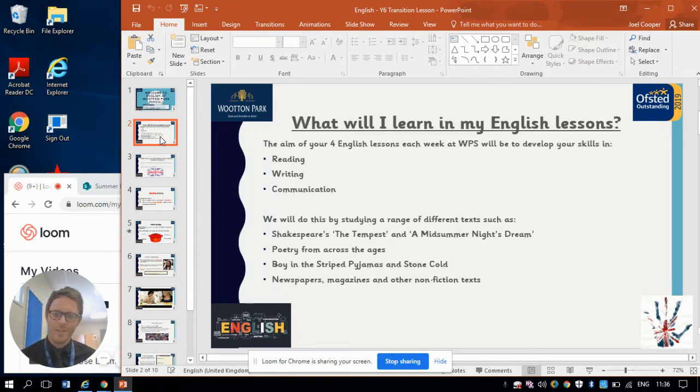Now, we look at reading, writing, and communication by looking at a whole range of different texts. So we might look at plays, for example, Shakespeare's The Tempest, A Midsummer Night's Dream. We also look at modern plays as well, like Face by Benjamin Zephaniah. We might look at some poetry. Okay, so poetry which is very, very old, like Beowulf, for example, or very, very modern poetry.